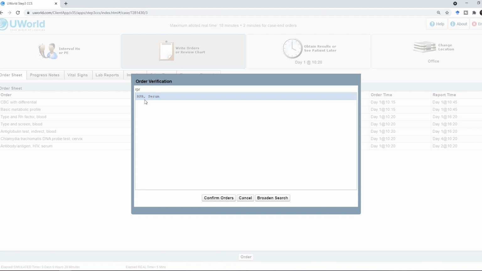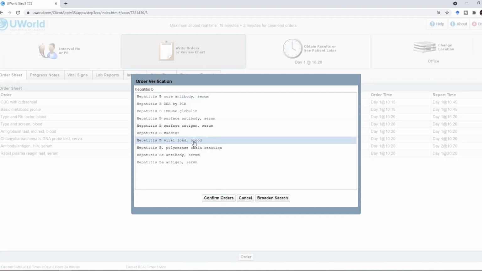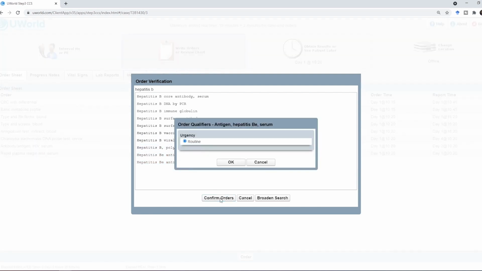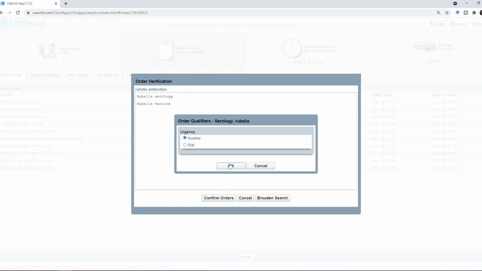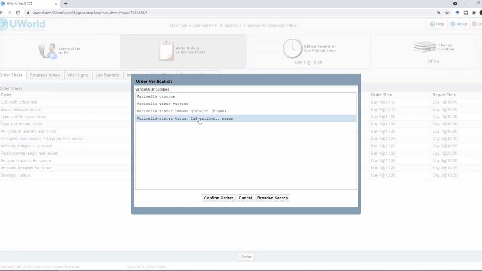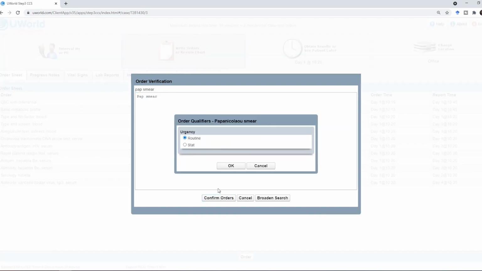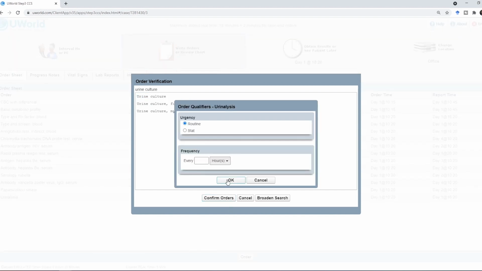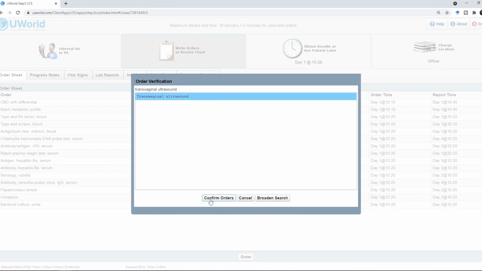Confirm orders, routine. For HIV, we can order the ELISA. Routine. For RPR, we only have one option, so also routine. For hepatitis, we can order the antigen and the antibodies. Routine. For rubella, we can order serology. Routine. For the varicella, we order the antibodies in the serum. Pap smear. Routine. Urine analysis. Routine. Urine culture, also routine. Transvaginal ultrasound.